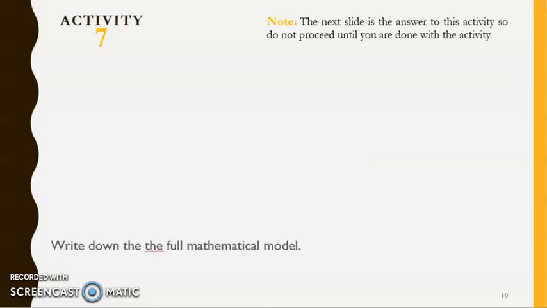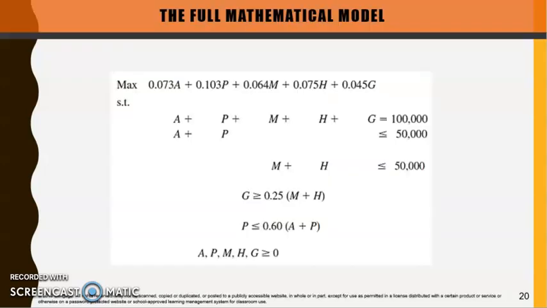The final activity is to write down the full mathematical model that sums up everything you have written, and that's what you see. Here is the objective function. This ST is the initials for subject to, the constraints. As you can see, we discussed all of them in detail. And finally, the very important constraint. Never forget this constraint when you are writing down the full mathematical model. Non-negativity constraint.